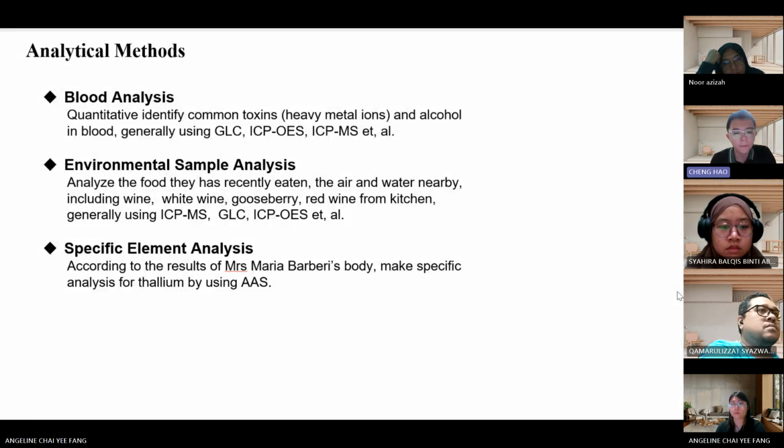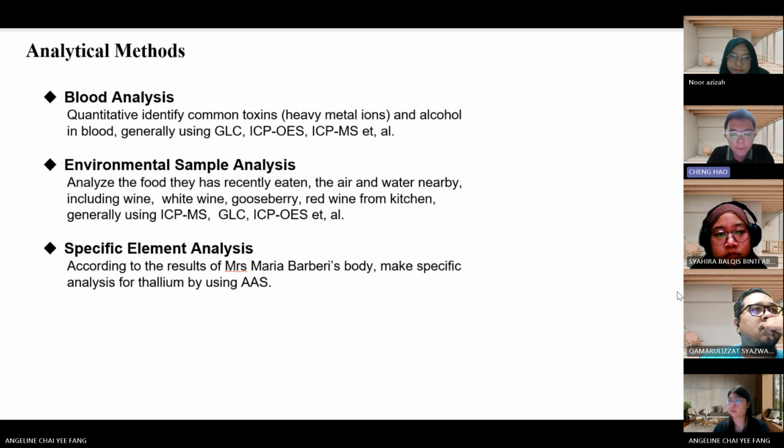Okay, hello everyone. We meet again. In order to determine the exact cause of the death, we explore advanced forensic techniques. The first one is the blood analysis, including tests for toxic heavy metals and alcohol using GLC and ICP-MS, ICP-OES, and also environmental sample analysis, including investigated food, water, and air samples.